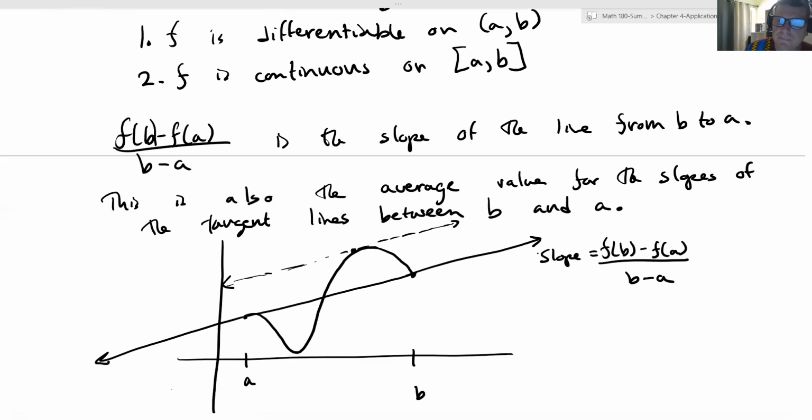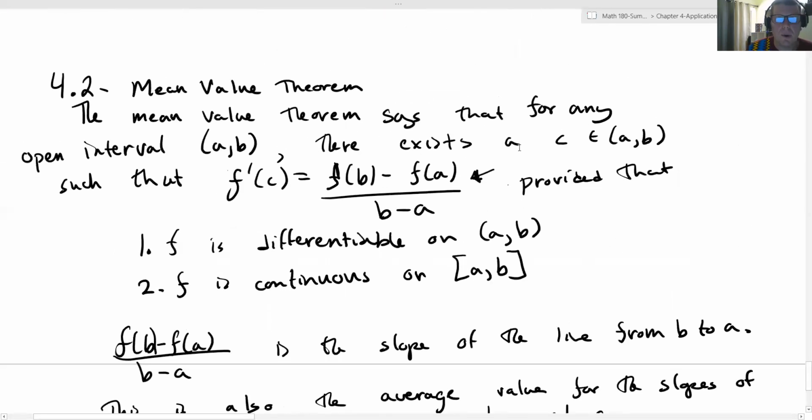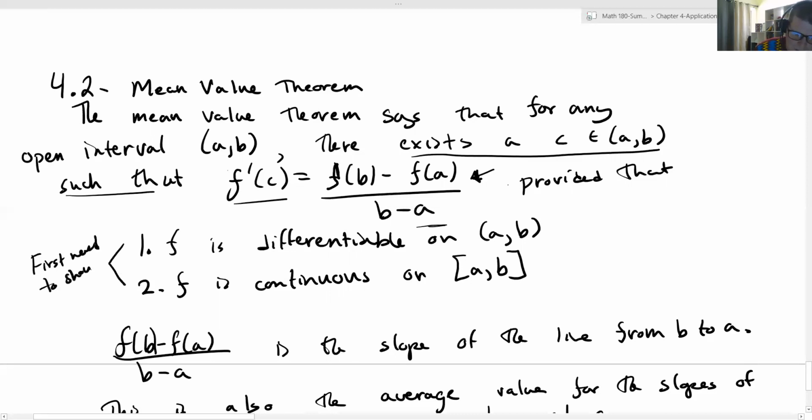So we're going to use this to show that, and we'll take a look at what the requirements are. Give you a second to write this. So we'll go back. What we want to show is that there exists a C on A to B such that f prime of C equals that derivative. And then our requirements, so we first need to show this. Take a look at those.